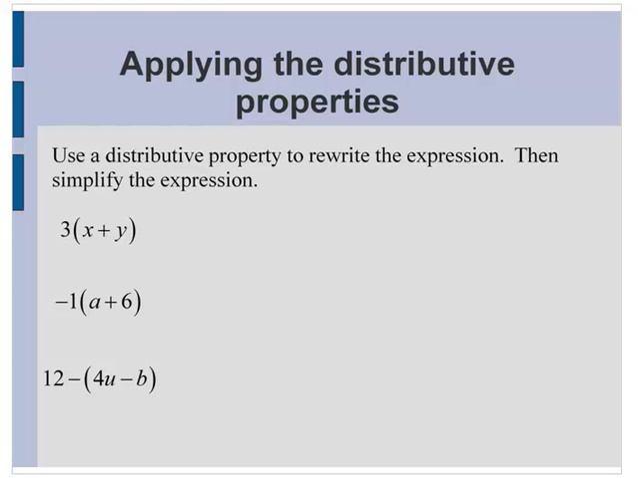So here we are asked to use a distributive property to rewrite the expression, then simplify the expression. 3 multiplied by the quantity x plus y. Well, that would be the same as 3 times x plus 3 times y. And we can simplify that by simply writing 3x plus 3y.